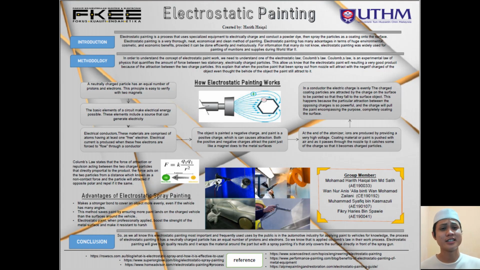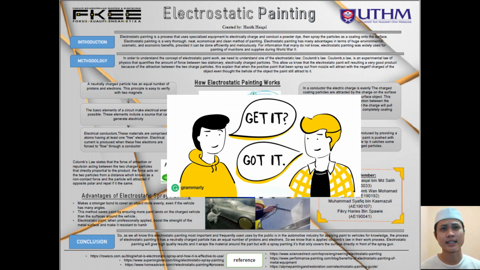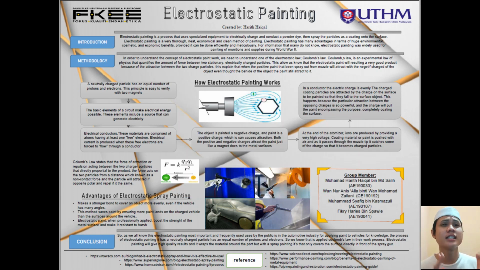So yeah, back to me again for the last part. I will talk about the conclusion. After we have heard all the explanation about electrostatic painting in this video, as far as we know, electrostatic painting uses a specialized gun in the painting process. As a reminder, in the process of electrostatic painting, a naturally neutral particle has an equal number of protons and electrons. So we know that Coulomb's law is applied in its work process.